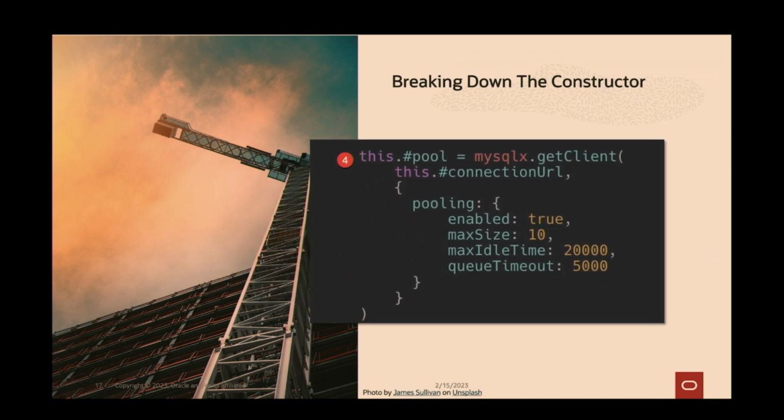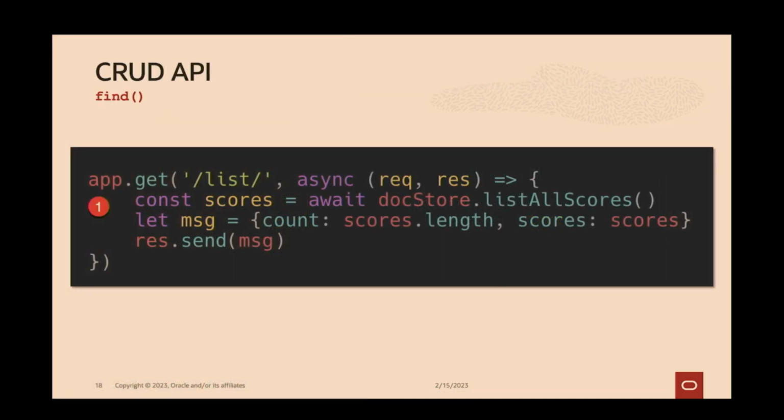And this last part, what we do is we set up a connection pool, so it's easier to grab sessions from the connection pool. In this particular case, the properties that are passed, we're saying we're enabling the pool, the max size is 10, the max idle timeout is 20 seconds, and the queue timeout is 5 seconds. In this particular case, we're never going to hit any of those in this example.